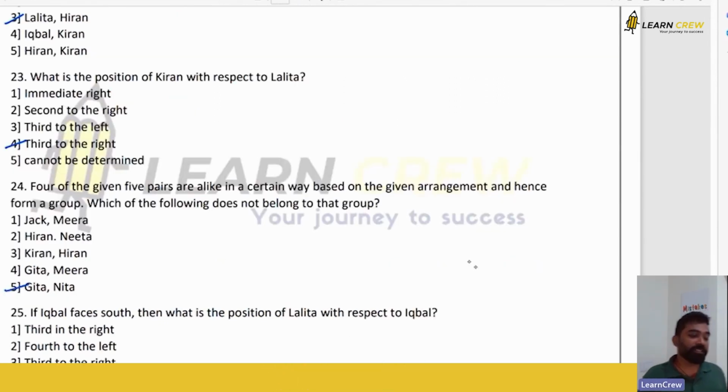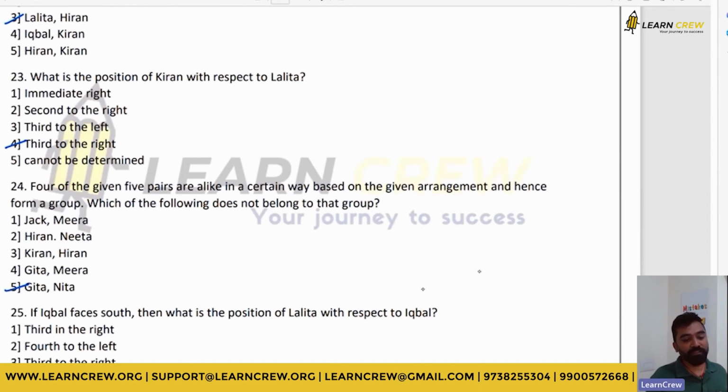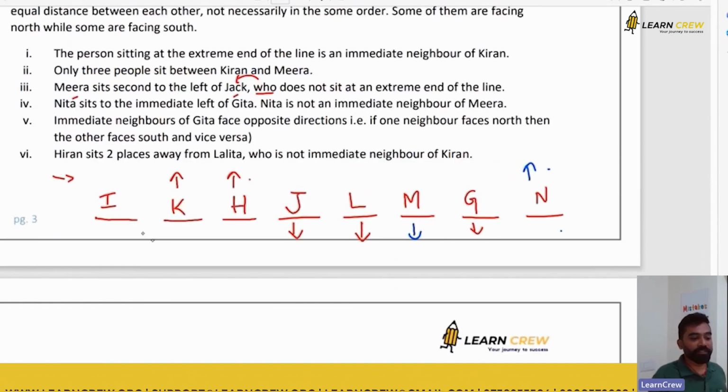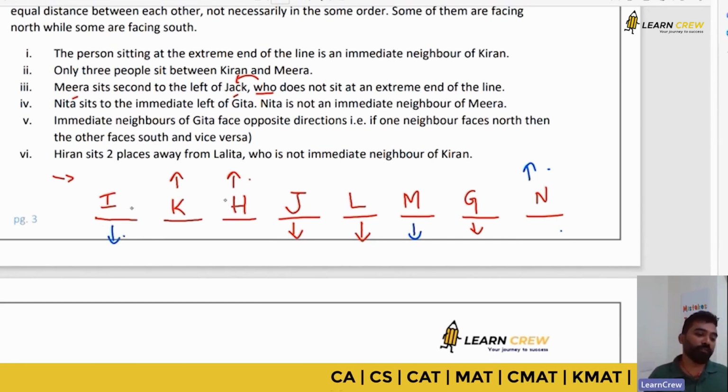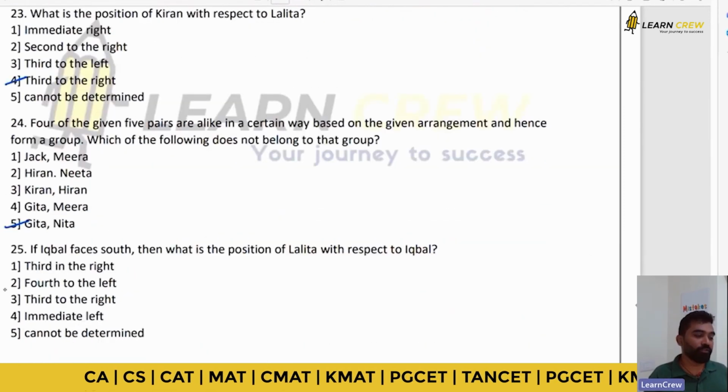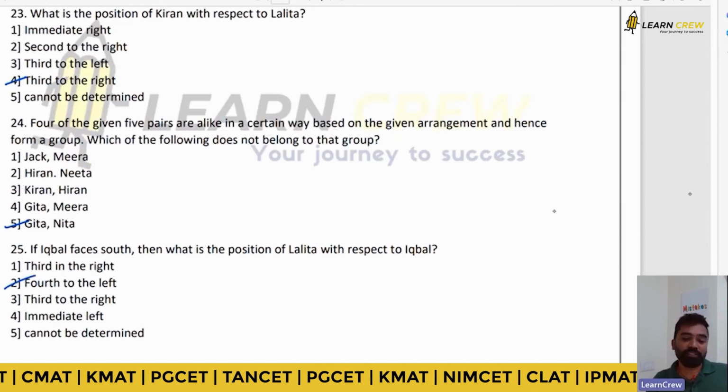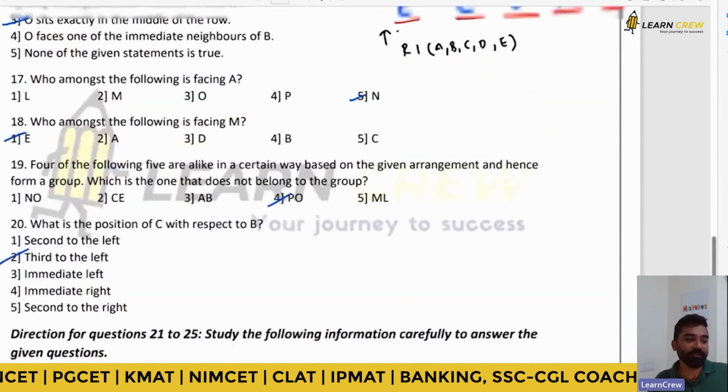Fine. If Iqbal faces south, then what is the position of Lalita with respect to Iqbal? Iqbal faces south. What is the direction of Lalita with respect to Iqbal? Fourth. So this becomes 3 different types. One more different type is there.